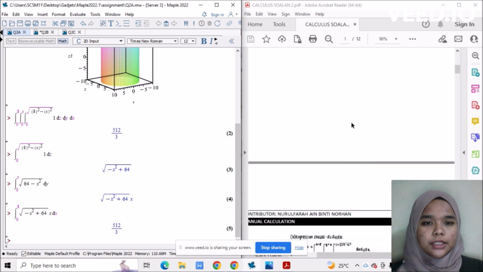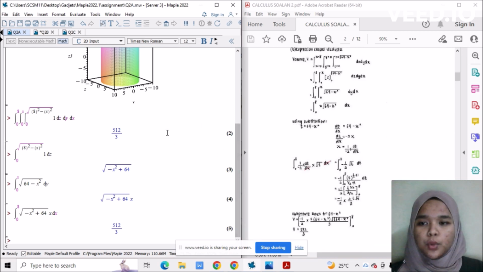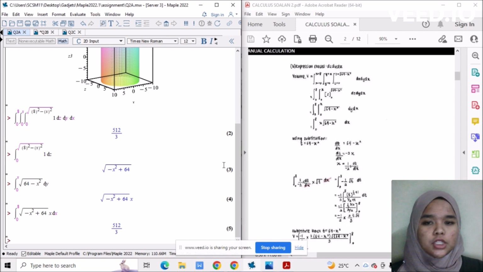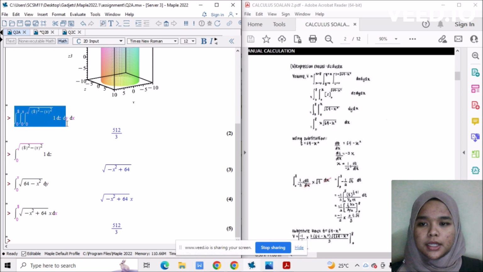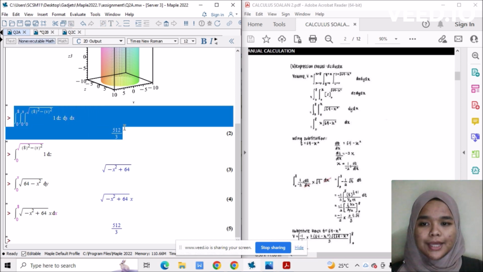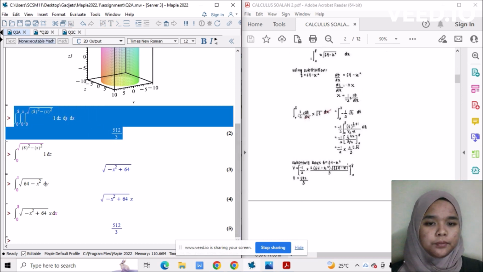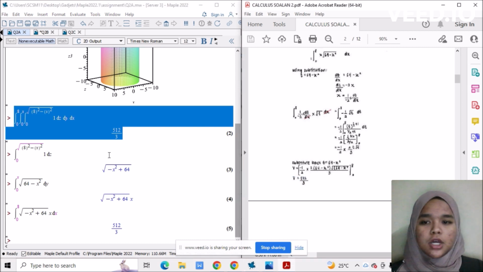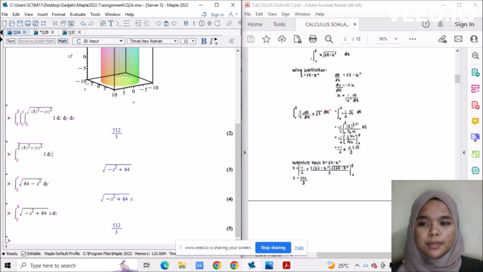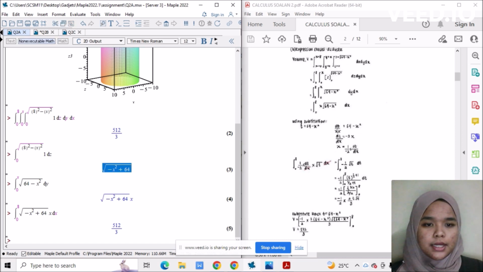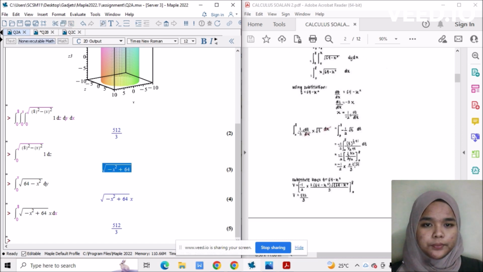From the integration, I also do part by part for this triple integration. If we straightly insert the equation, we will get 512 over 3, which is the same answer as my manual calculation. However, in order to show step by step, I'll do the integration by the first part and move to the second part and the third part. So we will get the exact answer here.